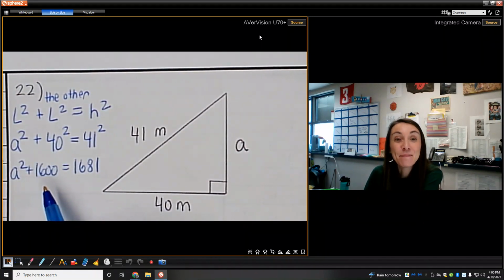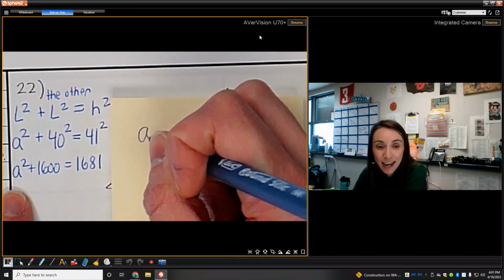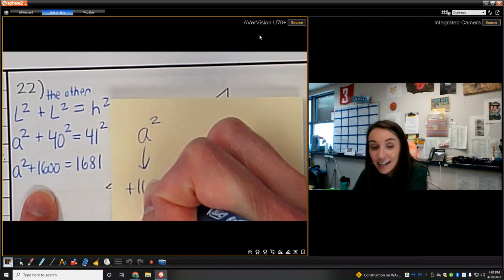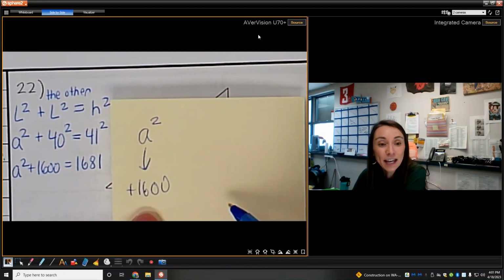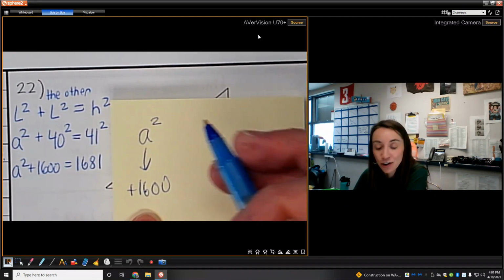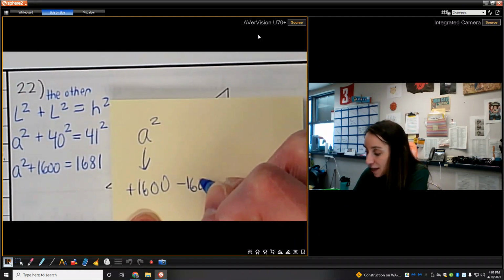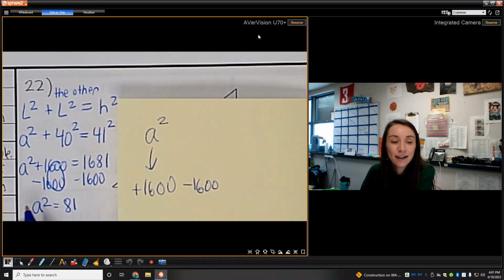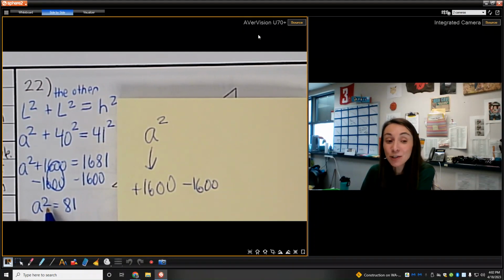From here, I can build the equation in order to help me solve it. We started with a, and then we squared it. After that, we added 1,600. Well, the inverse operation of adding 1,600 is subtracting 1,600, so that's what we'll do to both sides of that equal sign. 1,600 minus 1,600 is 0, and 1,681 minus 1,600 leaves us with 81. So now we've got it simplified to a squared, or a to the second power, is equal to 81.